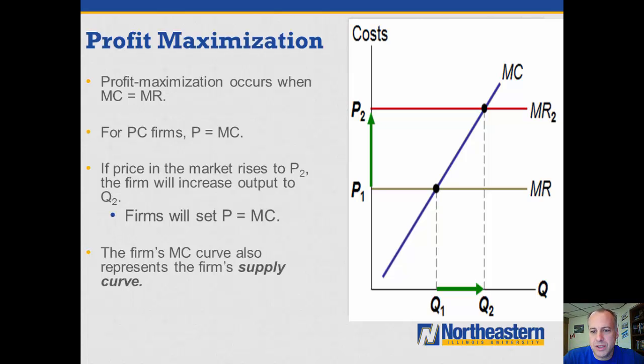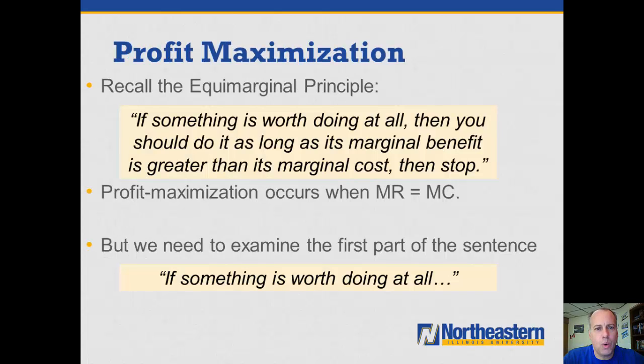Essentially, the firm's marginal cost curve illustrates the relationship between price and quantity. It tells you how much they're going to sell at each given price, and remember, that's our definition of a supply curve. There's one more thing that's important to examine from our equal marginal principle.